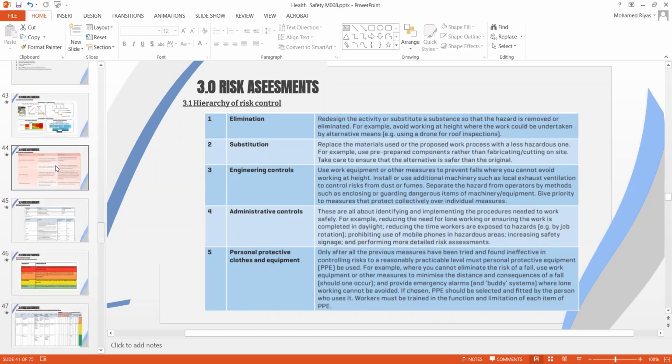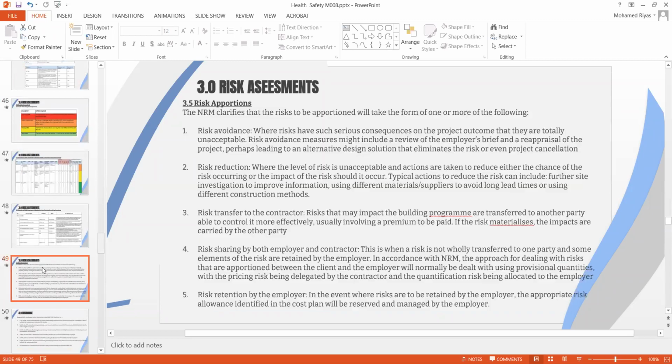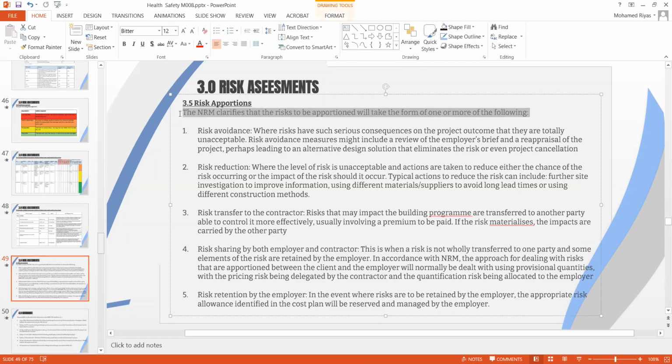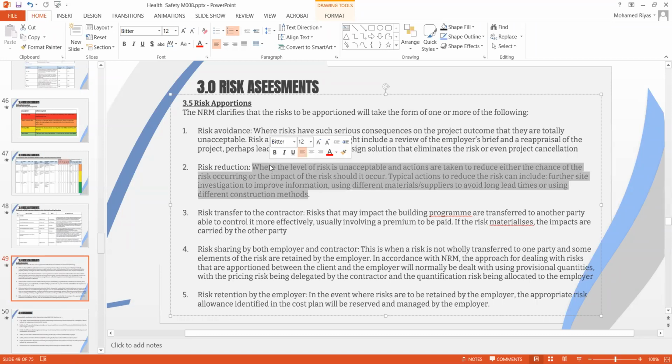But coming to the NRM, which is again RICS's publications, this clarifies how the risk is to be apportioned to deal with it in a more precise way. First one, you can simply avoid the risk. If there is a risk, you can simply avoid it, and you can reduce it. Like as we discussed, use an alternative construction method or alternative materials, or plan a different way of doing design. This is the risk reduction.